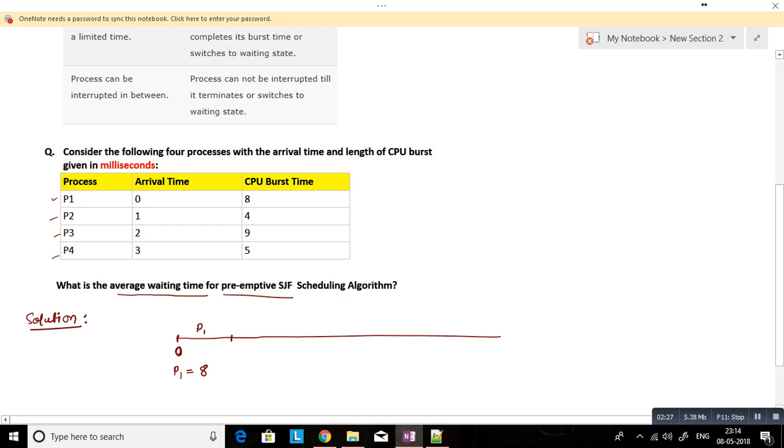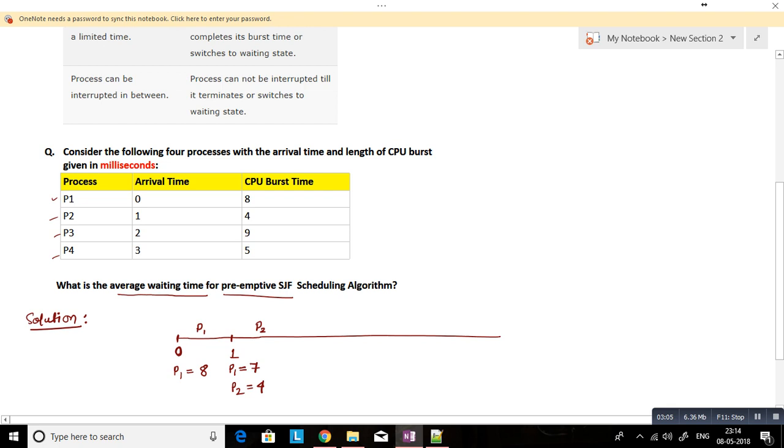Now at time 1, P1 is 8 minus 1, 7. Now P2 has CPU burst time 4. Since it is the shortest job first CPU scheduling algorithm and it is preemptive, P1 is preempted now. Which one is shortest? P2 is shortest. So P2 will start executing.